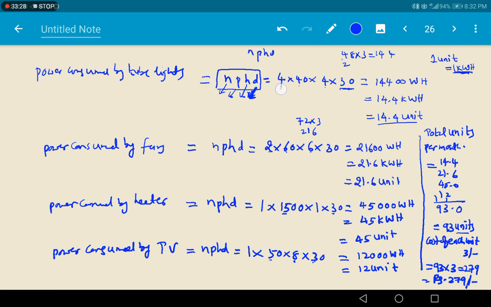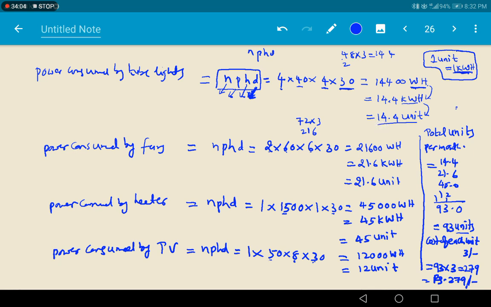So number of appliances, wattage of the device, how many hours it is used, and how many days they are consuming. After multiplying that, you are getting the answer in watt hours. You convert that watt hours into kilowatt hour by dividing by 1000. So you are going to get kilowatt hour. Then you can write it in units. Now the unit cost is given in the question itself. Whatever unit cost they give in the question, that unit cost only you should take.